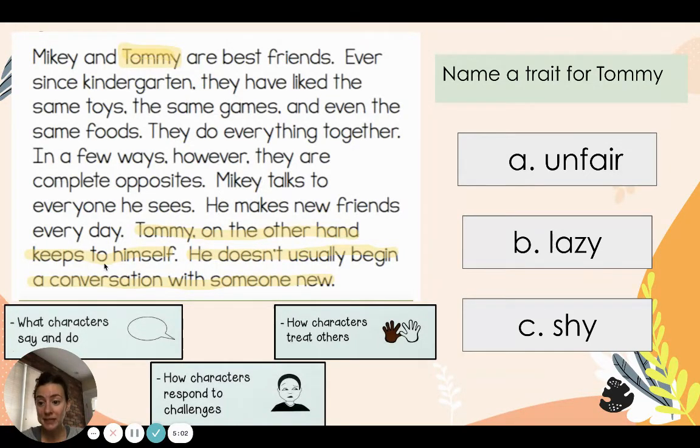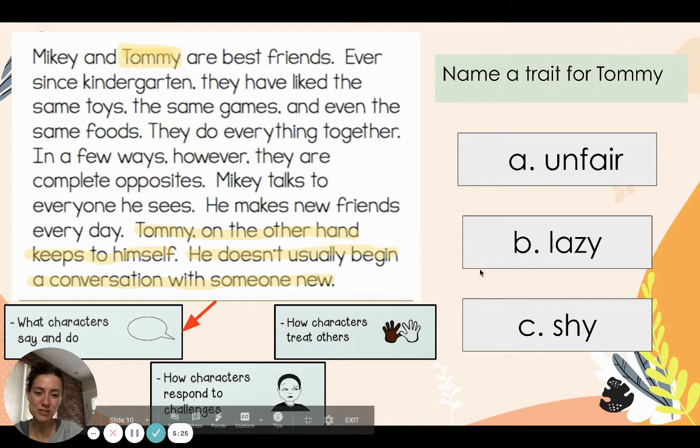They say, Tommy, on the other hand, keeps to himself. He doesn't usually begin a conversation with someone new. Wow, that explains what Tommy does. Let's use that to help come up with our character trait. Tommy keeps to himself and he doesn't talk to new people. What character trait would you use to describe Tommy? Let's hear it.